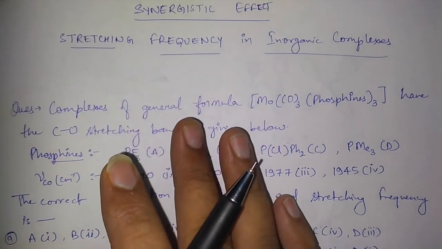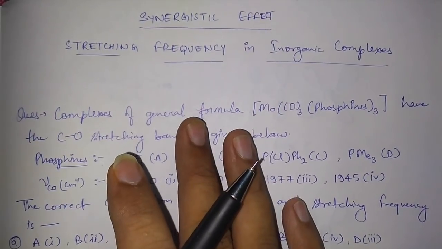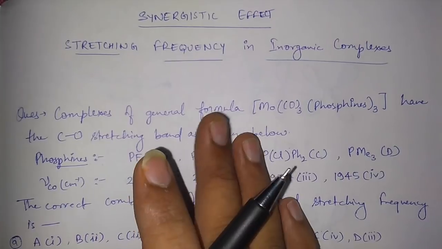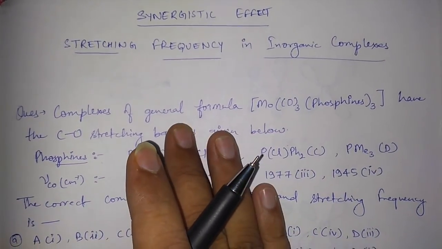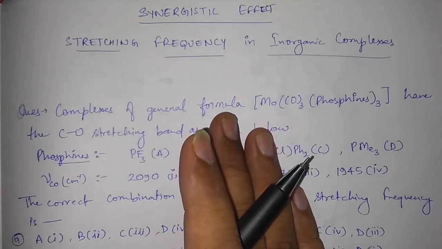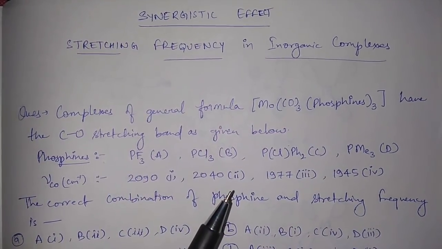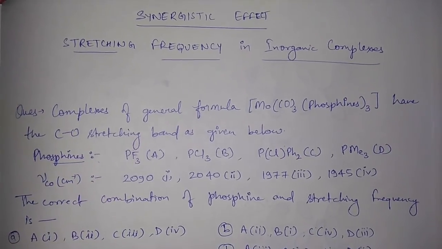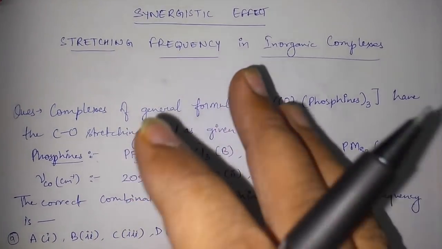Now one more thing, if you want to understand the theory part and the detail part of it, you can read the books. The books I recommend are Organometallic Chemistry by B.D. Gupta, the book by Robert H. Crabtree, or Organometallic and Bioinorganic Chemistry by Ajay Kumar. So these three books I will recommend. You can follow any of these books and you will get these things in detail over there. In today's video, I'll just tell you how to approach these types of questions.